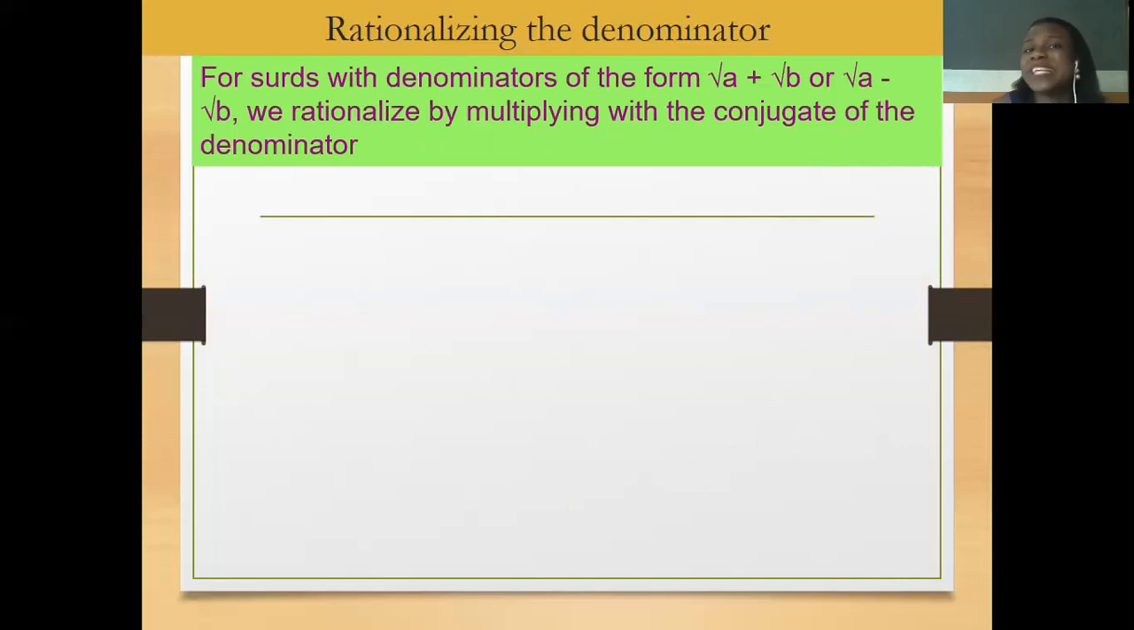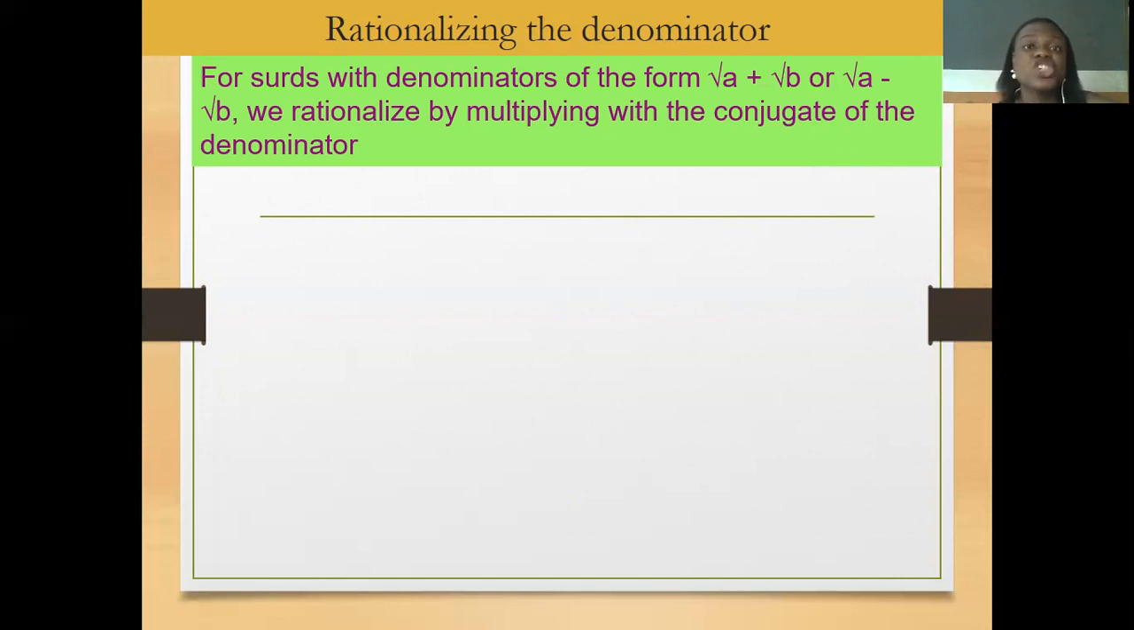Now, we're not just going to pick the denominator and use the denominator that way. No, we're going to pick the conjugate. We talked about conjugate, meaning just change the sign. So I'm going to pick the conjugate of that denominator and use it to rationalize. Why is that? Why are we using the conjugate? Why are we not using the same number? Think about it for a second. Why are we using the conjugate of the denominator?